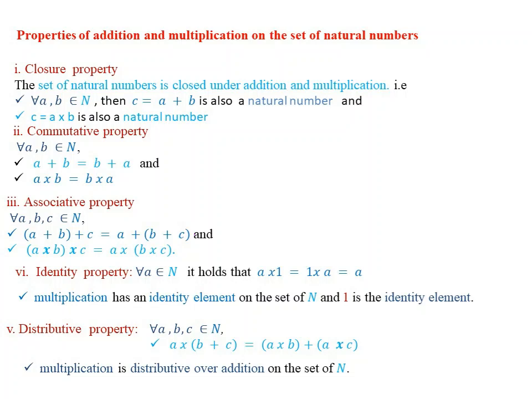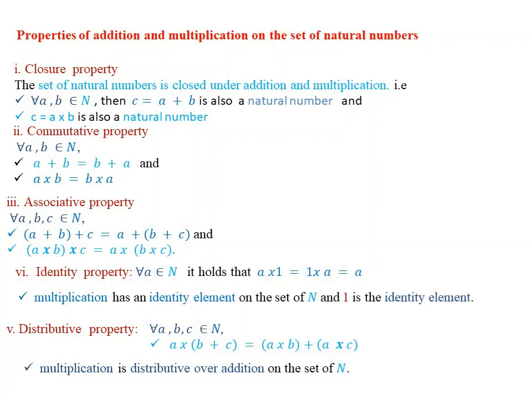Property number four is the identity property. Let A be a natural number, then A times 1 is equal to 1 times A, which is A. This is called the identity property. It means that the set of natural numbers has a multiplicative identity, which is called 1.